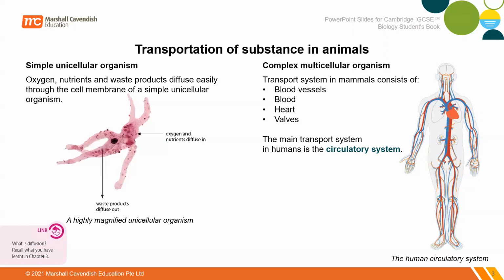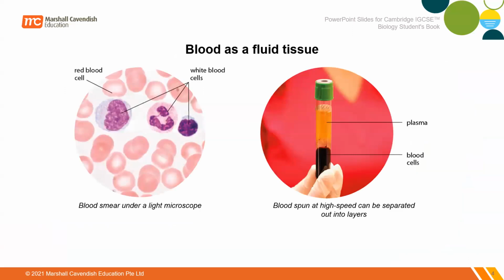On the other side, for complex multicellular organisms, we need a specific system to help in the delivery of oxygen and nutrients, and to get rid of, or pick up, all of the waste products such as carbon dioxide, for example. So we need a system called the circulatory system, made up of blood vessels, blood itself, and the heart, which is the motor of the engine to pump blood throughout the body.